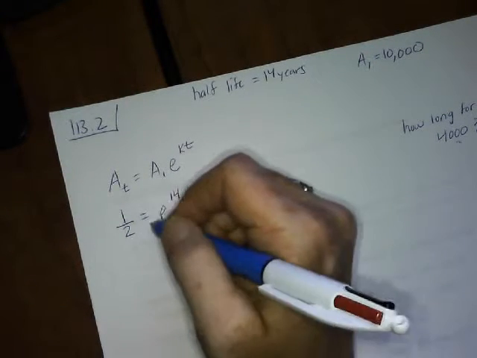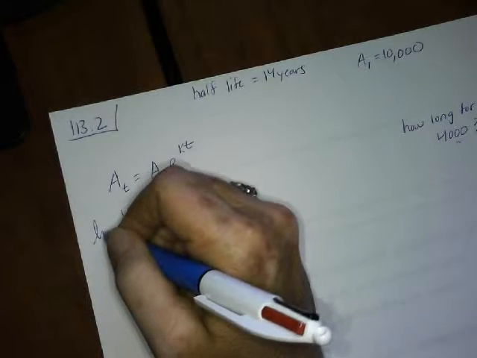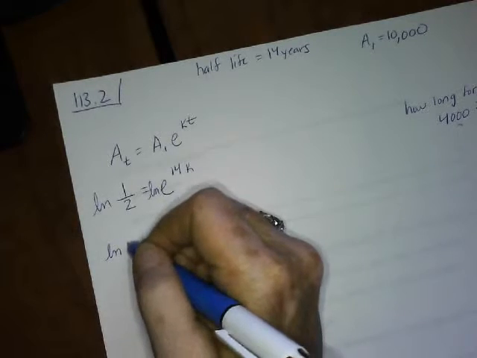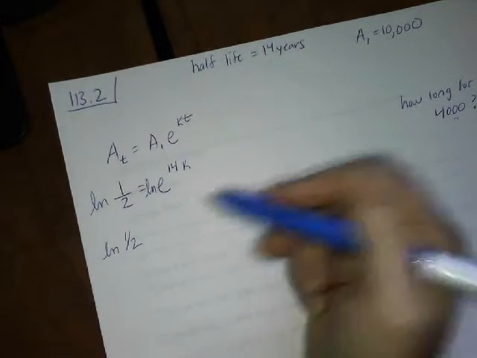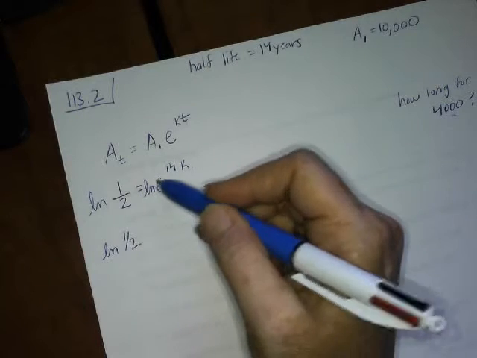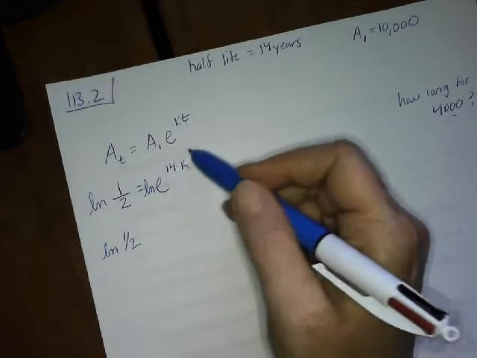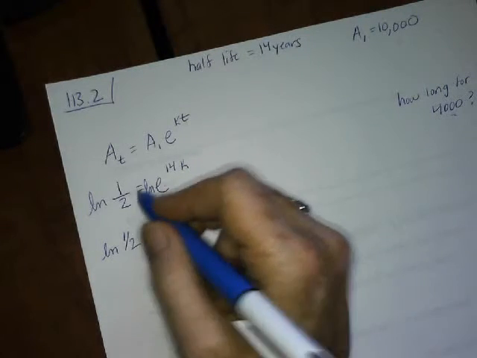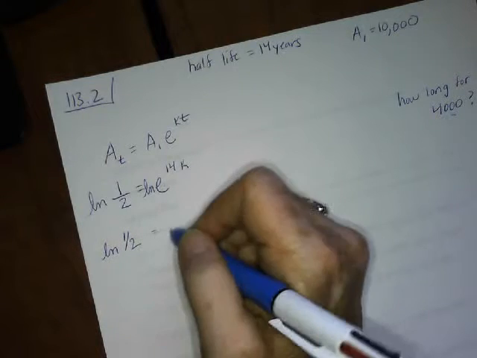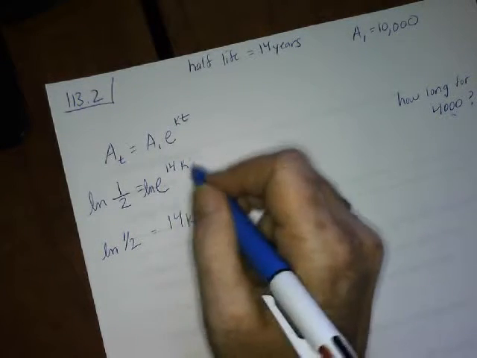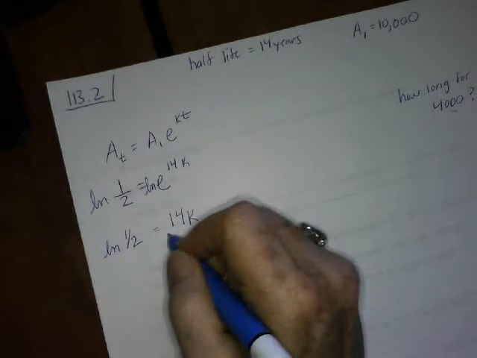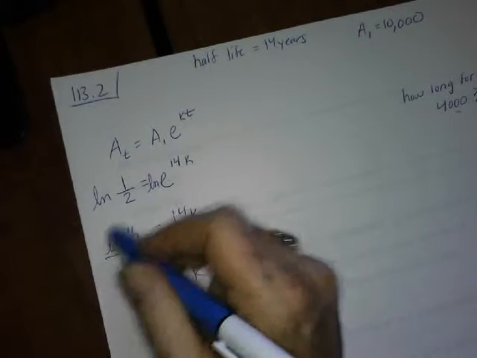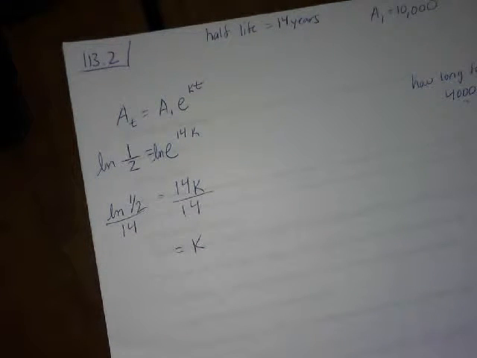So I'm trying to solve for k, so I'm going to ln both sides, or natural log both sides. ln of a half is just some decimal that I'll put in my calculator. ln e is 1, but now that allows me to use that log law that says the 14k can come down out front, and that gets my 14k down out of the exponent. Now I can divide both sides by 14, and then k is whatever my calculator says ln of 1/2 divided by 14 is.